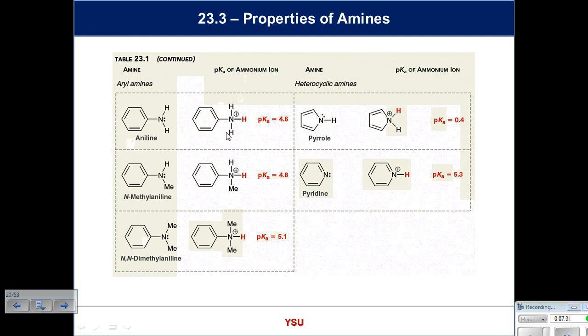Here, 4.6 is the pKa of this, telling you this lone pair is less basic, and the answer is because it's delocalized. You can see down here, similarly, putting a couple of methyl groups on there doesn't make much of a difference. You end up with roughly the same pKa of the conjugate acid.